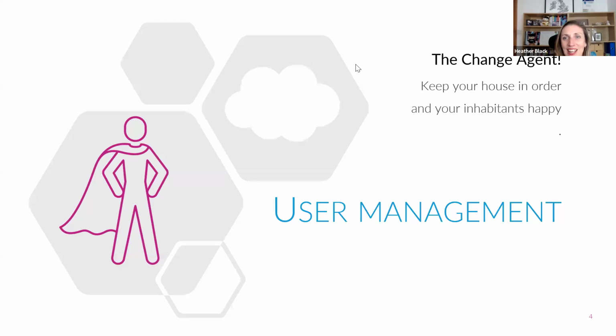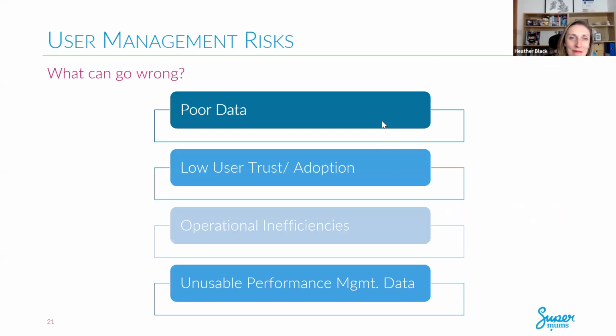Right, number 3 is about being a change agent, about how you keep your house in order and your inhabitants happy, most importantly. If we don't keep our users happy and they're not engaged in the system, it's going to lead to poor data because they won't input their data. If we don't have good data, it's going to lead to low trust and user adoption. Then we're going to have operational inefficiencies, and then we're going to have unusable performance management data, right?